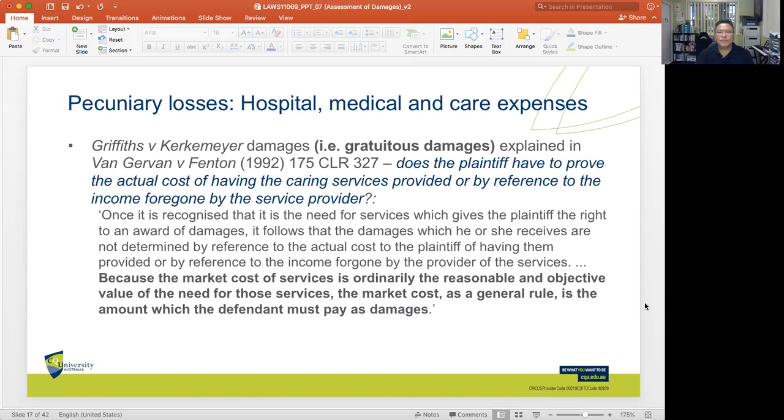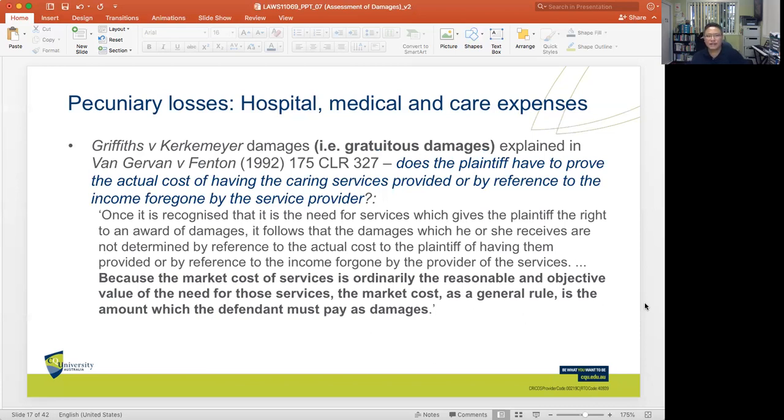Now, the other point was, does the plaintiff have to prove the actual cost of having the caring services provided, or by reference to the income foregone by the service provider? So how do you compute for the gratuitous damages?